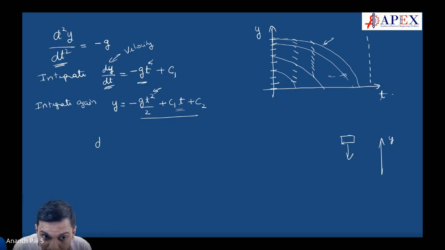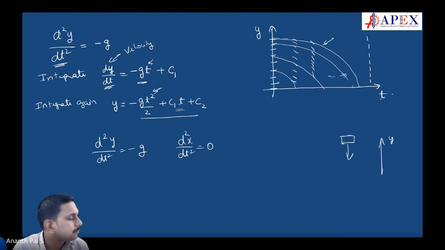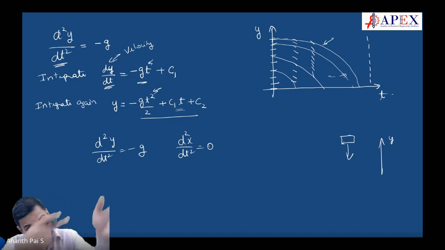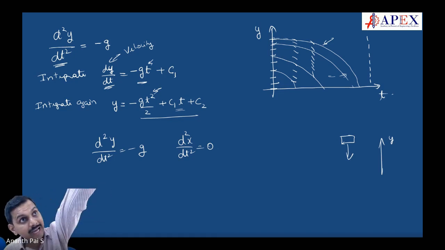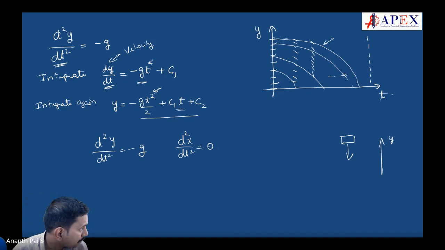Even there, you have to write. You have to solve d square y by dt square is equal to minus g, and d square x by dt square is equal to 0. You solve this simultaneously, you can define the parabolic flight of a stone which is thrown, or a ballistic. You put a bullet, so it will go as a parabolic path. Make sense? Any doubts here, students?